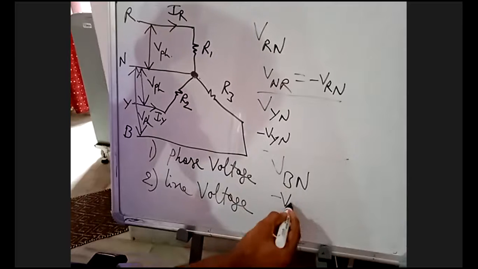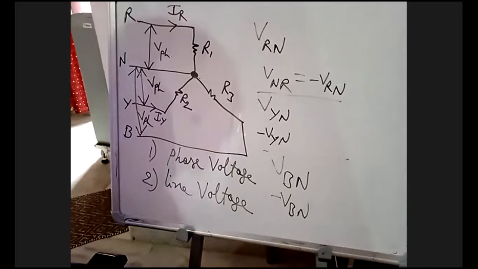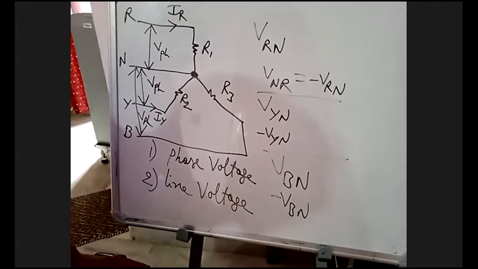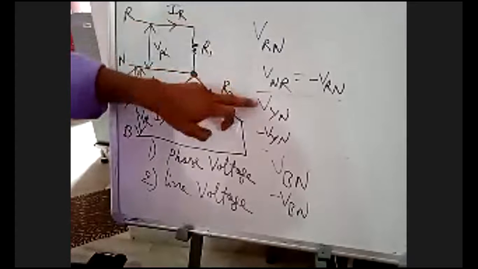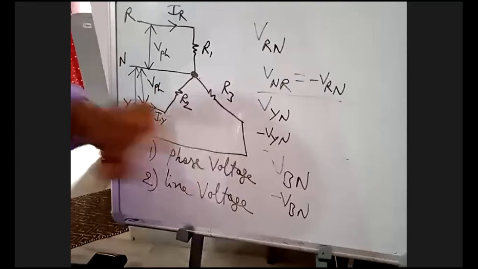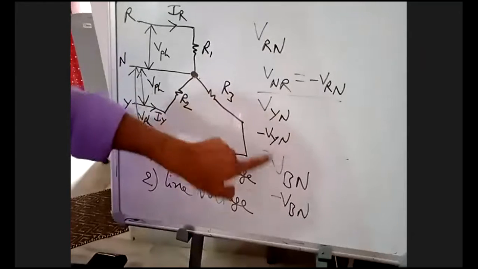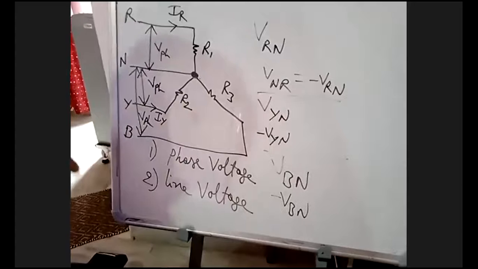If you take minus VBN, what is this? Negative phase voltage. Totally, how many positive phase voltages? Three positive phase voltages: VRN, VYN, VBN. And minus VRN, minus VYN, minus VBN.